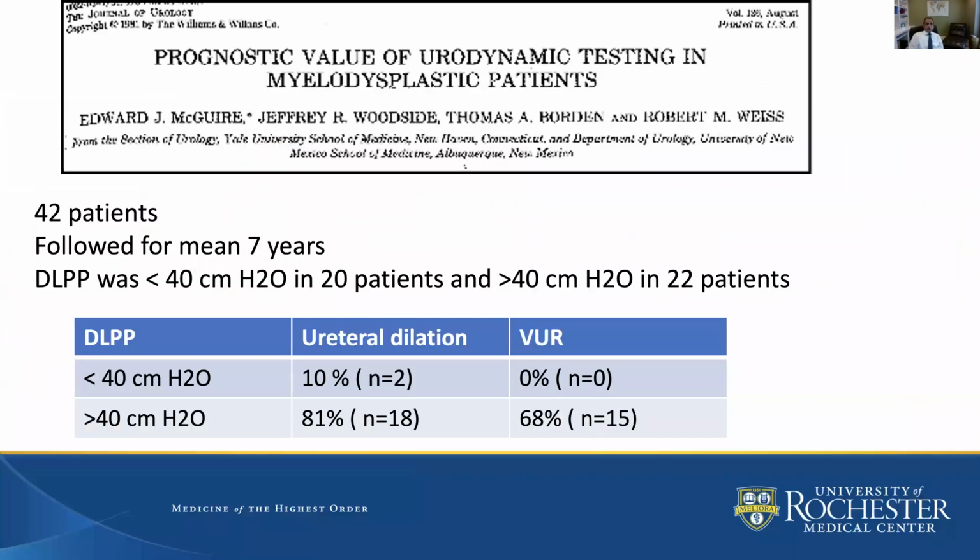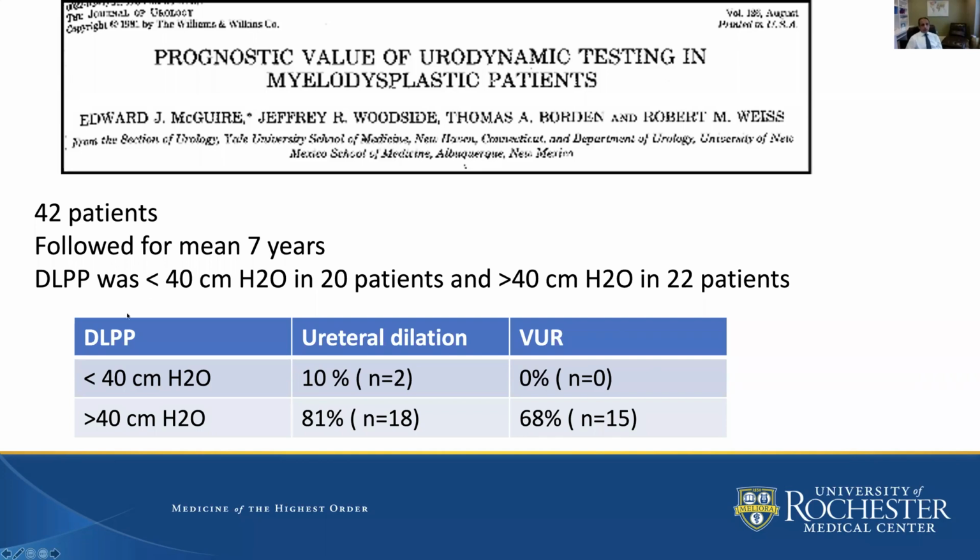So that was the hallmark study, which was done in 1980 by Wise. They followed 42 patients for 7 years. Those patients who had a detrusor leak point pressure of less than 40 centimeters of water had ureteral dilatation in only 10% of kids, and there was no VUR subsequently. Those patients who had a detrusor leak point pressure of more than 40 centimeters of water had ureteral dilatation in 81% of kids, and VUR in 68%.